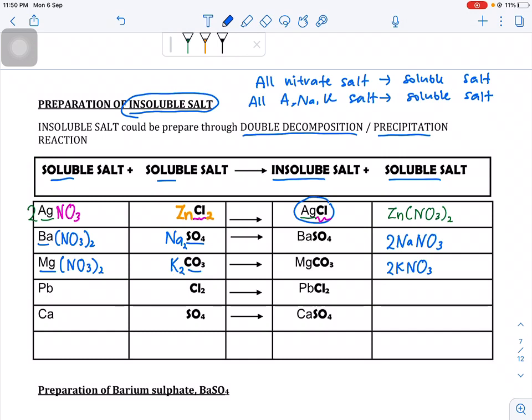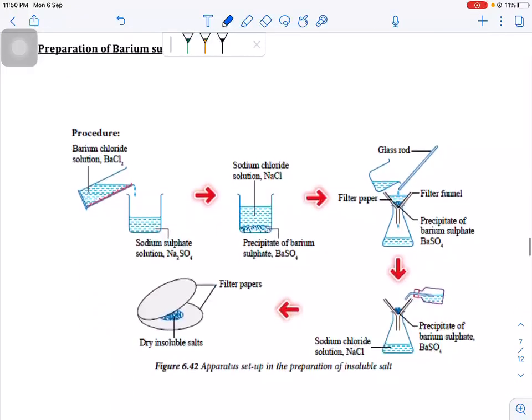So untuk mendapatkan jawapan bagi double decomposition, we might have different answers. Tak semestinya you pakai magnesium nitrate and potassium carbonate. Maybe you want to use magnesium sulfate and sodium carbonate, or maybe magnesium chloride and ammonium carbonate. So each of us, maybe we're going to propose a different answer. It's okay as long as dia memenuhi syarat: two soluble salts produce one insoluble salt and another one is a soluble salt. Okay, so the rest you can try on your own.